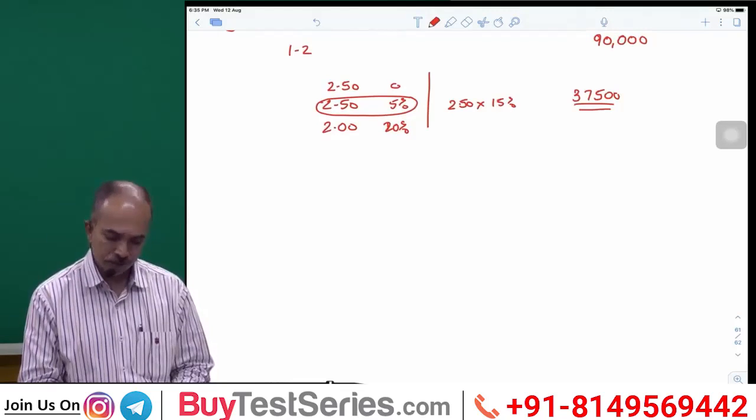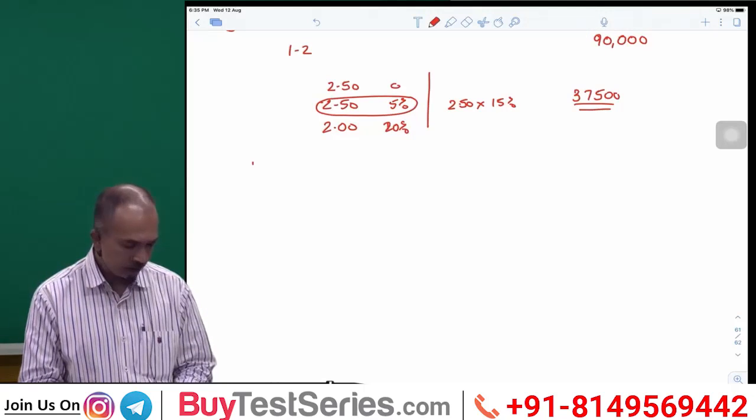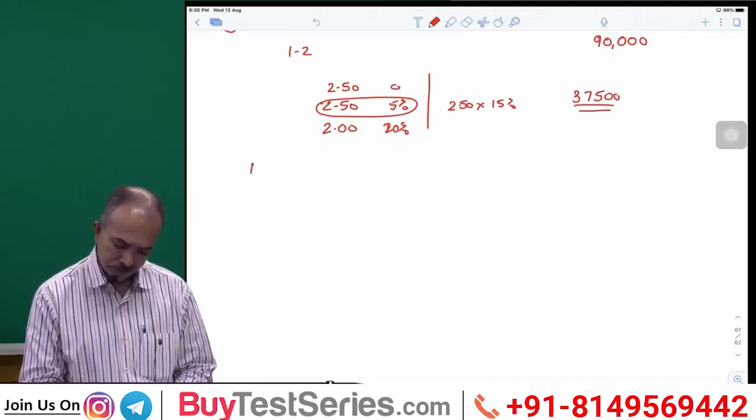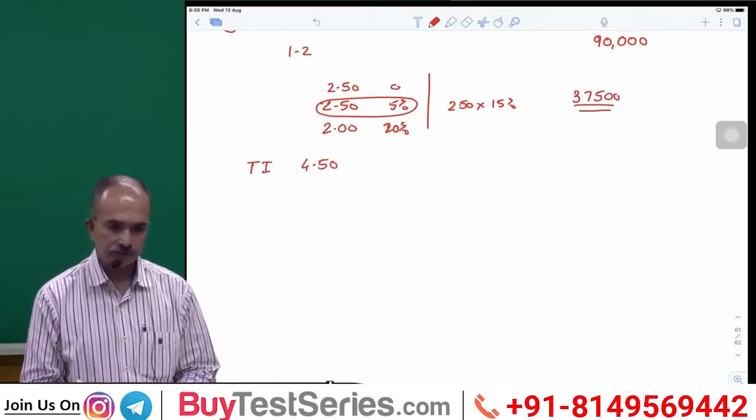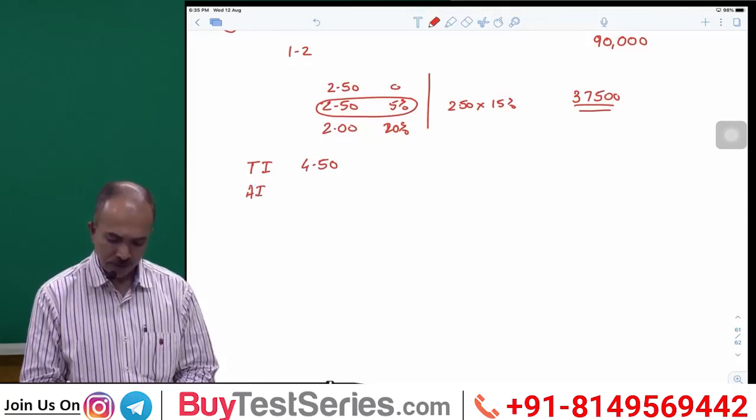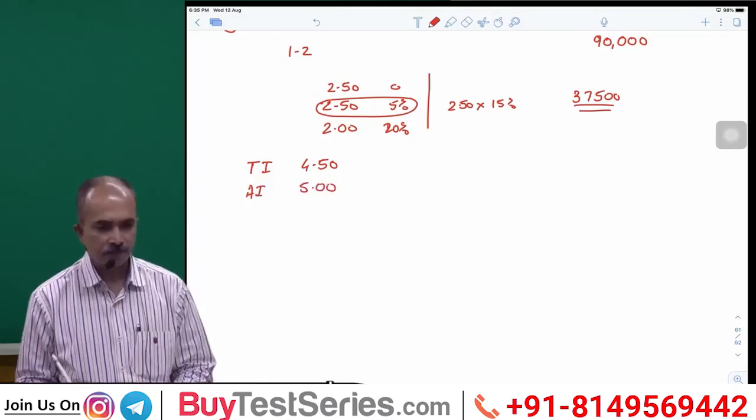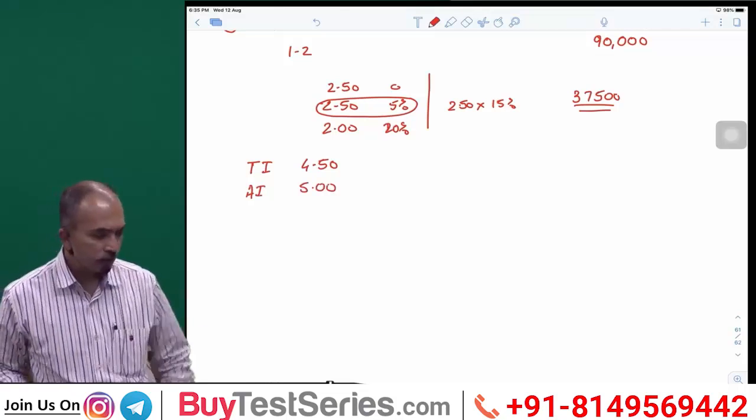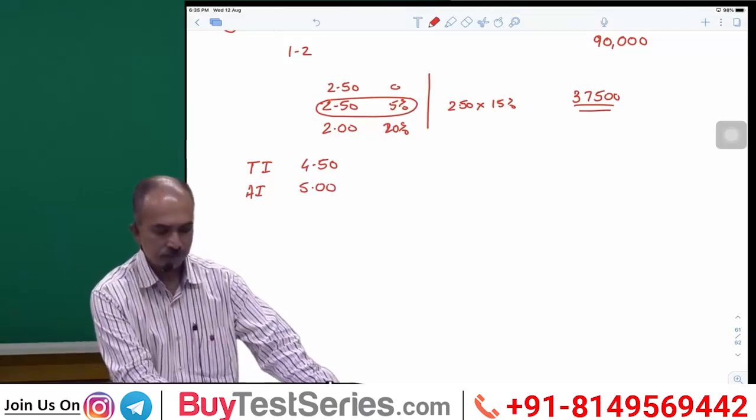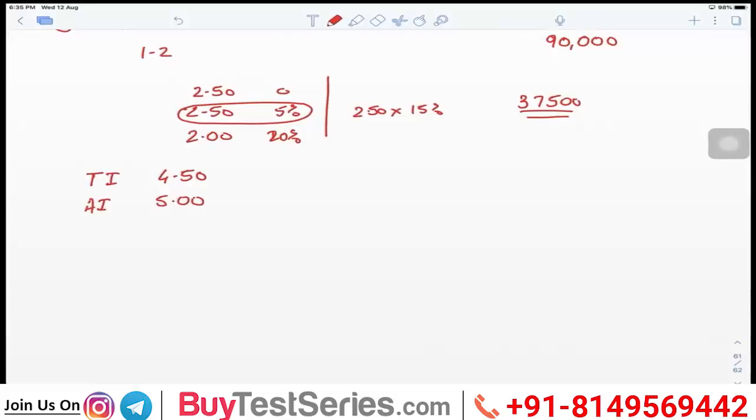So, one illustration for you. You work out and then we'll proceed. Let us say total income 4,50,000. Agricultural income 5 lakh. Work out the total tax. 4,50,000 and 5 lakh is the agricultural income. Is ordinary citizen, no senior citizen, just regular.